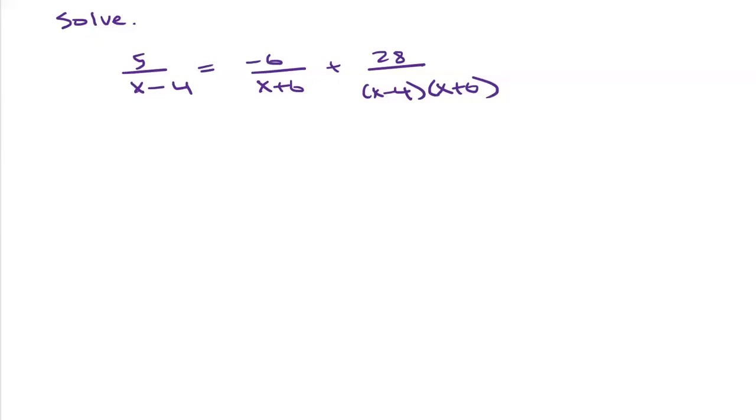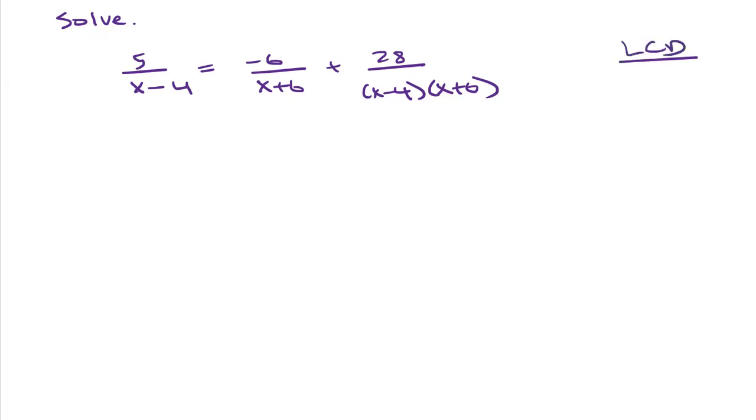All right, so in this problem, again, we want to solve this rational equation, and we have 5 over x minus 4 equals negative 6 over x plus 6 plus 28 over x minus 4 times x plus 6. So again, in the rational equation, we focus on the denominator, and we want to get rid of the denominator, and that's the easiest way to solve these problems.